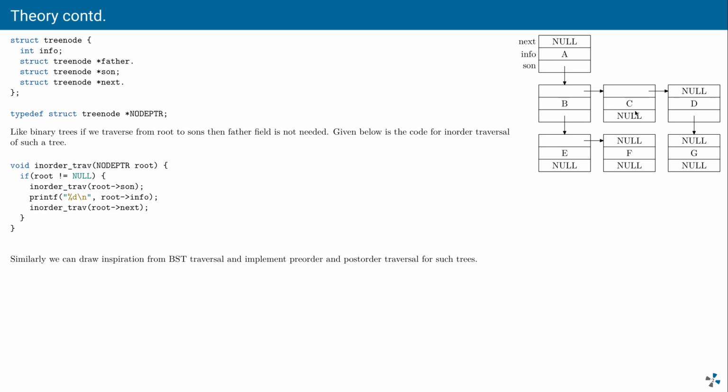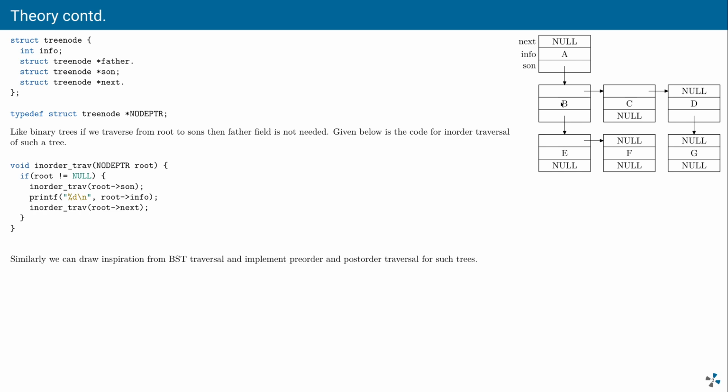So how do we traverse such a tree? I have given the code for in-order traversal here. We can implement pre-order and post-order based on this. So we supply the root node. A comes in. A is not null. So we go to son.